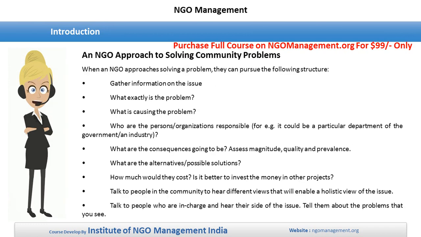An NGO approach to solving community problems. When an NGO approaches solving a problem, they can pursue the following structure. Gather information on the issue. What exactly is the problem? What is causing the problem? Who are the persons/organizations responsible? For example, it could be a particular department of the government or an industry. What are the consequences going to be?